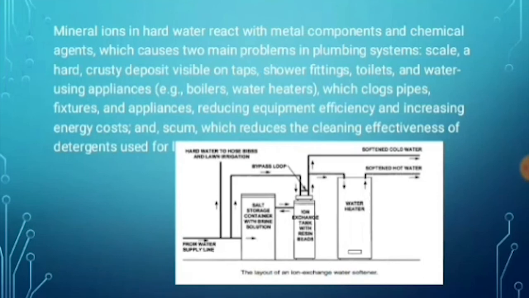Mineral ions in hard water react with minerals, metal components, and chemical agents, which causes two main problems in plumbing systems: scale, hard, crusty deposits visible on taps, shower fittings, toilets, and water-using appliances such as boilers and water heaters, which clogs pipes, fixtures and appliances, reducing equipment efficiency and increasing energy costs; and scum. This reduces the cleaning effectiveness of detergent used for washing.